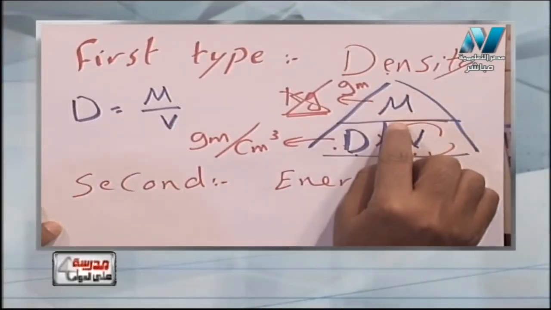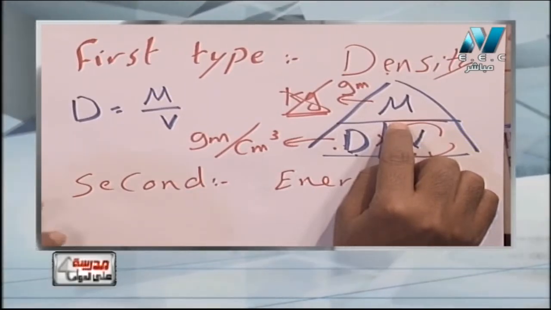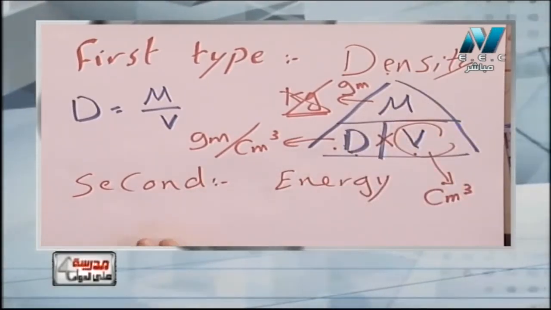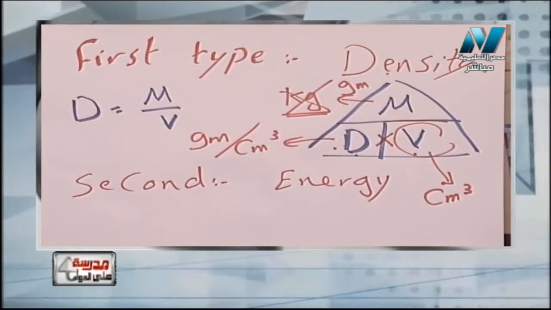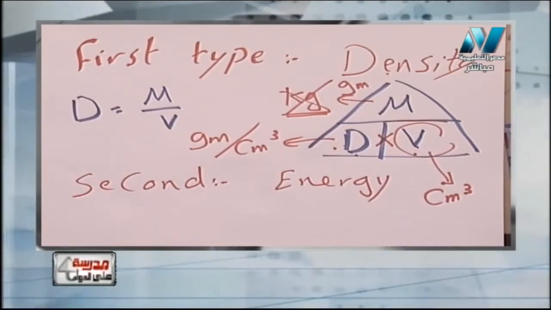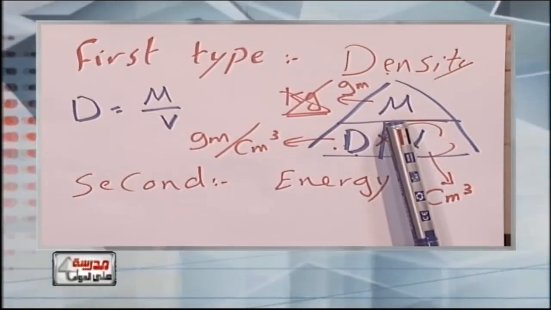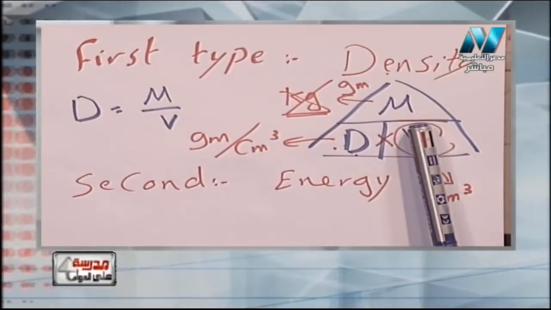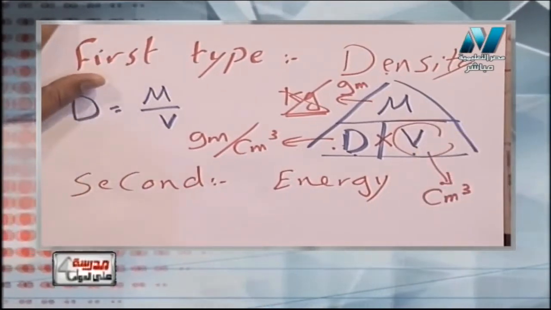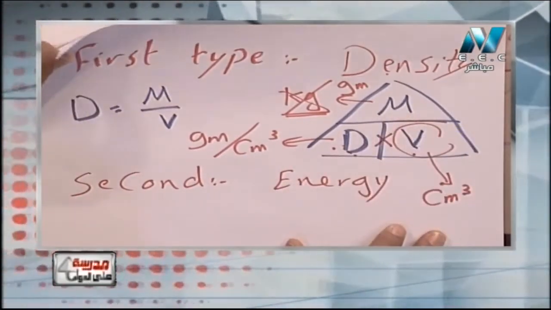Sometimes he doesn't give you mass directly. He says a beaker contains liquid, the empty beaker is 400 gram, and after putting the liquid, the mass of beaker and liquid is 500. So what's density after he gave you volume? First you must subtract the mass of beaker and liquid minus the mass of beaker, so you get the mass of the liquid, and you can do it.